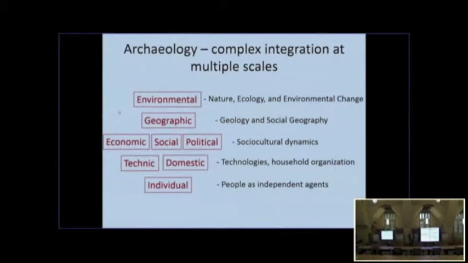We also deal very much, since we dig things up, with the technical and the domestic layers, and these look at technologies and household organization, things like sites that we dig up and the spatial structure of those, as well as the stuff that we find. And at the individual level, ultimately, one of the things we're trying to do, a lot through inference, is look at people as independent agents and how they interact with these other layers.